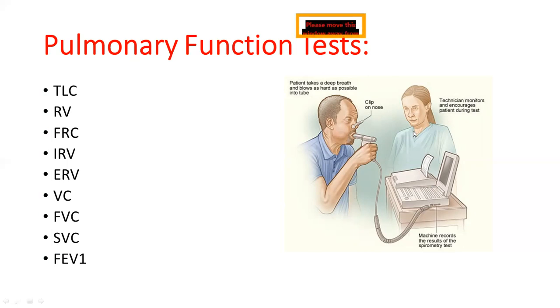What is the role of the technician in this test? The technician monitors and encourages the patient during the test. So here we will discuss the total lung capacity, the residual volume, the functional residual capacity, inspiratory residual volume, expiratory residual volume, vital capacity, forced vital capacity, slow vital capacity, and forced expiratory volume in first second. Now we will discuss it one by one.